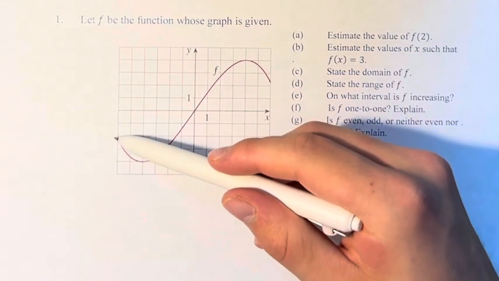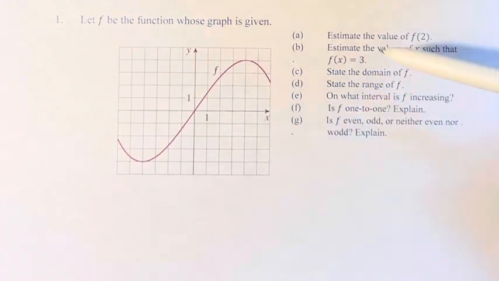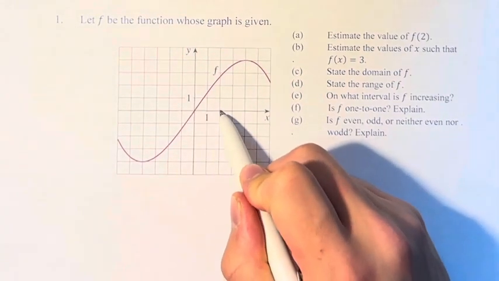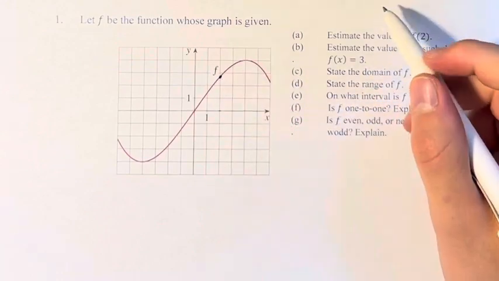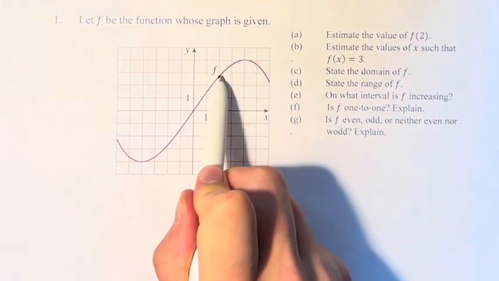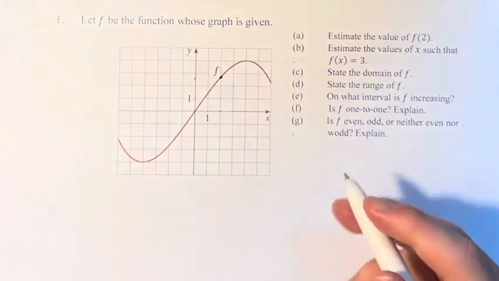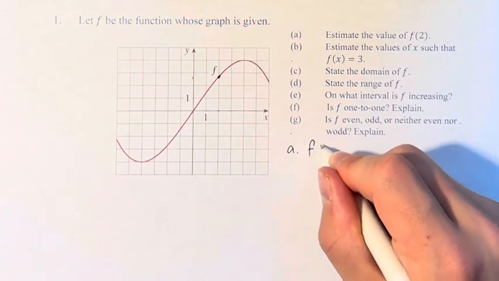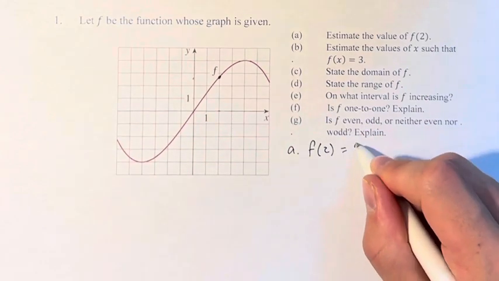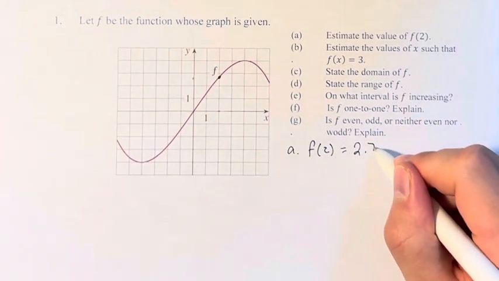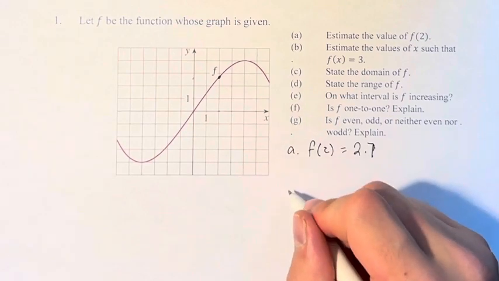In this problem, we're given the function f and its graph, and we're asked some questions about it. First, we're asked to estimate the value of f of 2. So we go to the value x equals 2, and we can see that the function passes through x equals 2 right about there. If we look at the y value of this point, we can see it's in between 2 and 3. So let's just say f of 2, maybe a little bit closer to 3, is equal to 2.7. Again, it's just an estimate, it doesn't have to be exact.